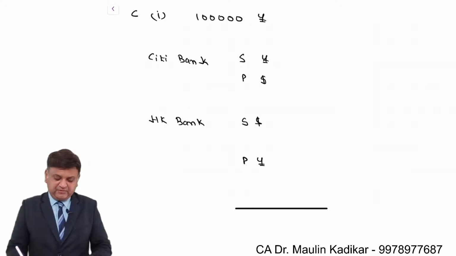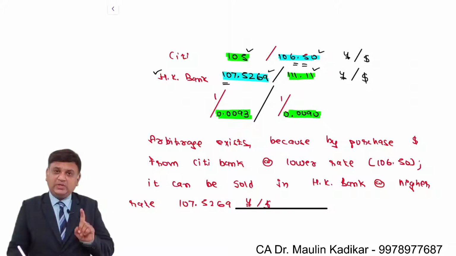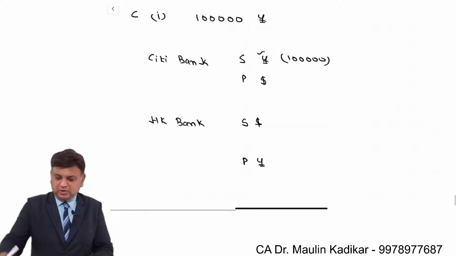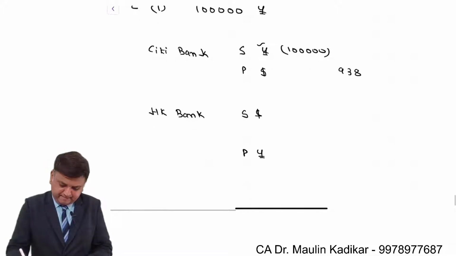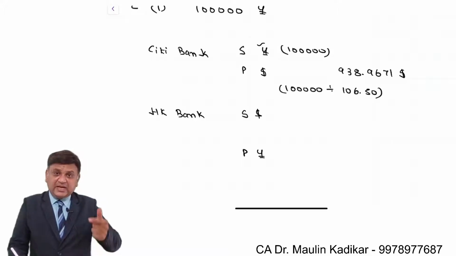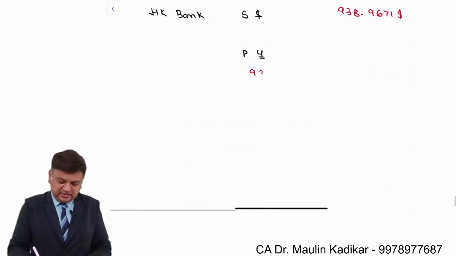Only in this case you will be able to make a gain. In Citibank, when you do the transaction for sell of yen and purchase of dollar, this is the rate which is applicable: 106.50 yen per dollar. So for 1 lakh yen, use your calculator, 1 lakh divided by 106.5, that comes to 938.9671. This is the amount of the dollar that you receive. Against that dollar, 938.9671, you will receive yen.